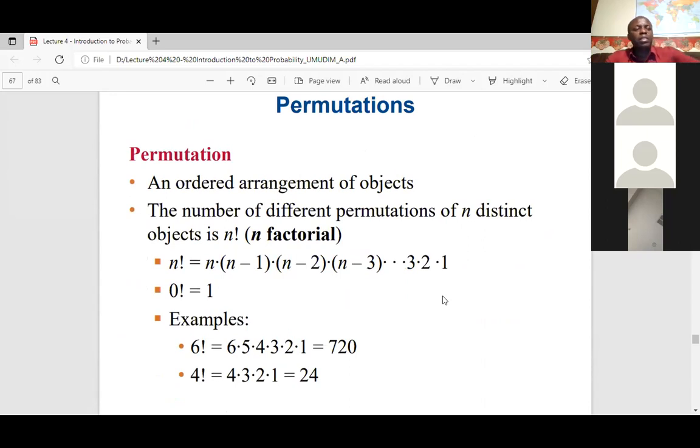Permutation simply means an arrangement of objects in a specific order. To understand permutation, we need to understand one important concept. We call it factorial notation. You can see that we have n and the exclamation mark. This mark is called a factorial, say n factorial. Let me show you how it works.